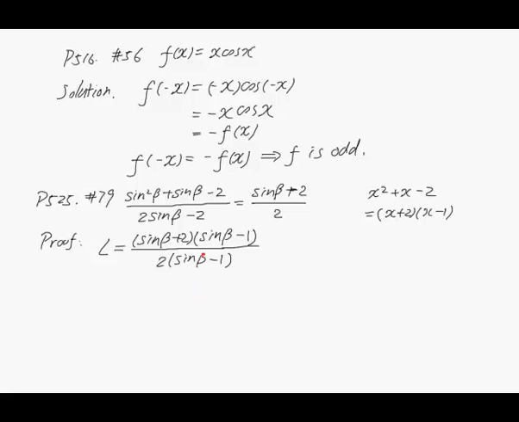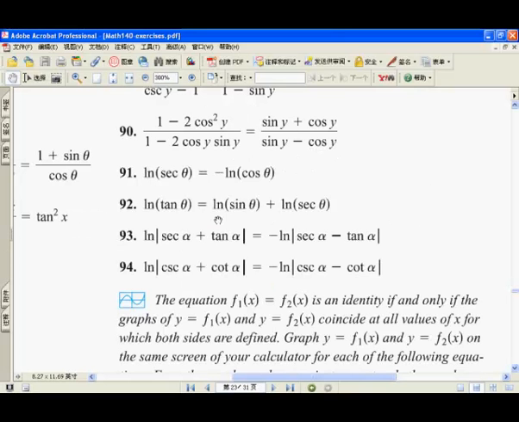Okay. Now you can cancel the common factor. So this cancels, and then you have sine beta plus 2 over 2. And this is the right side. And then we know this is an identity. Done. Now let's look at one more problem about identities.